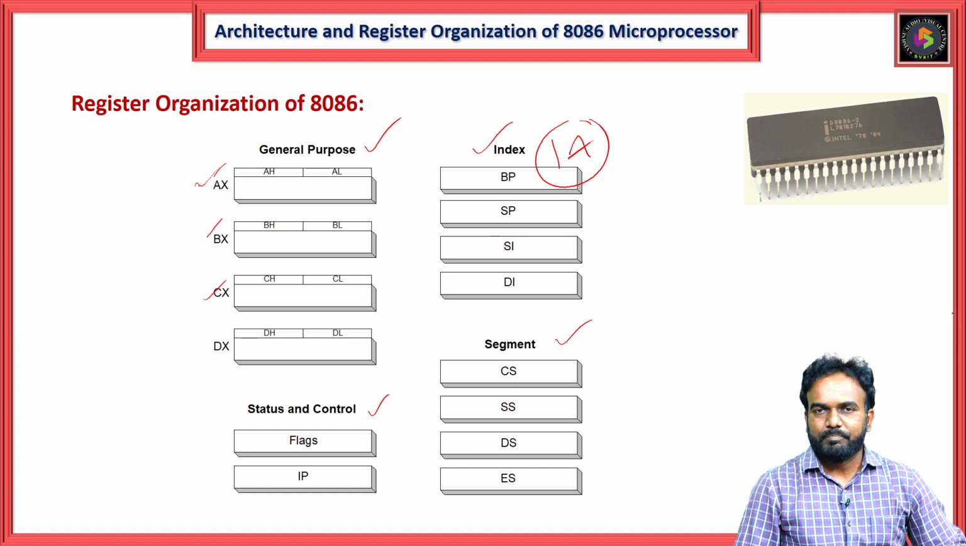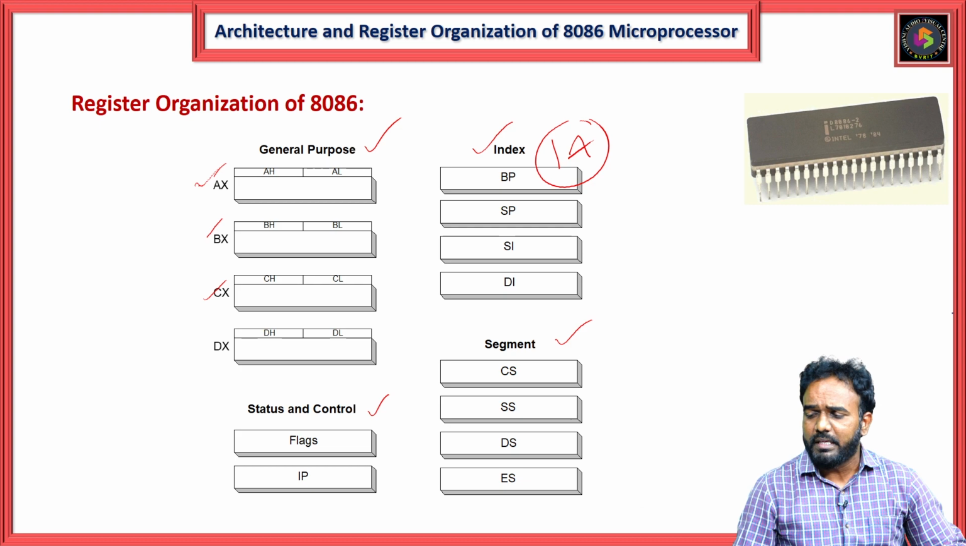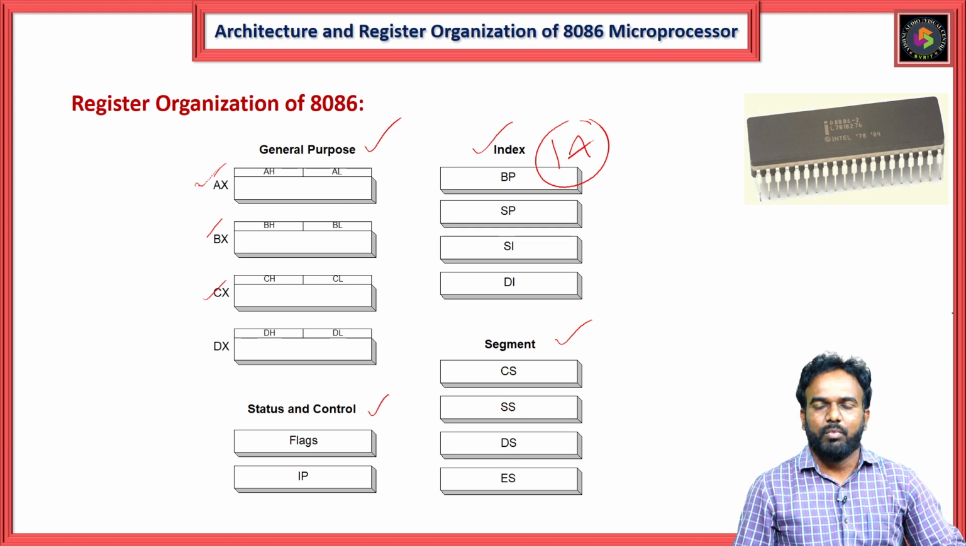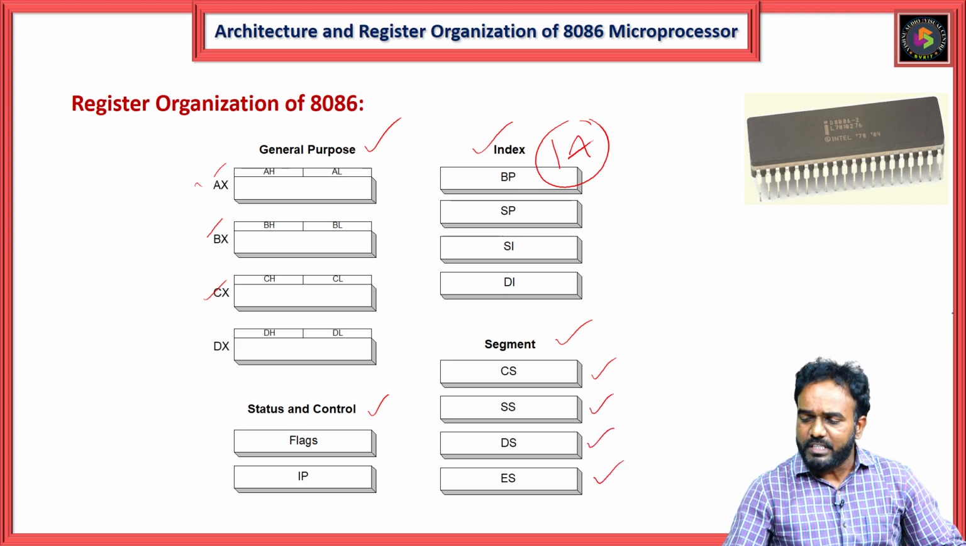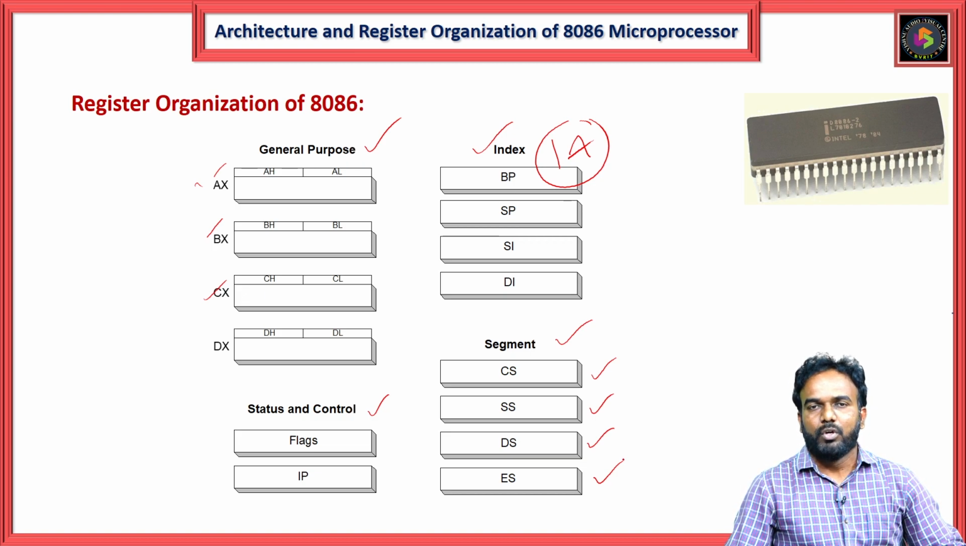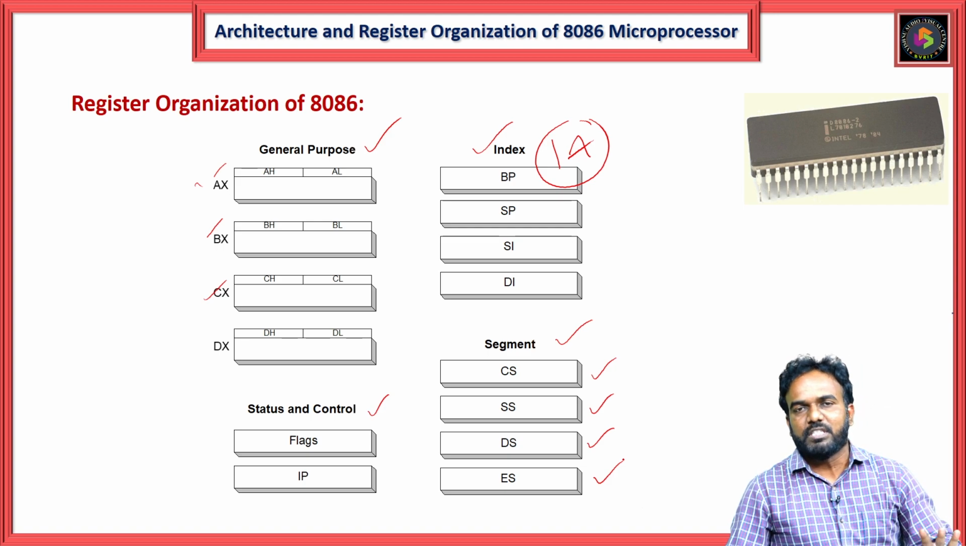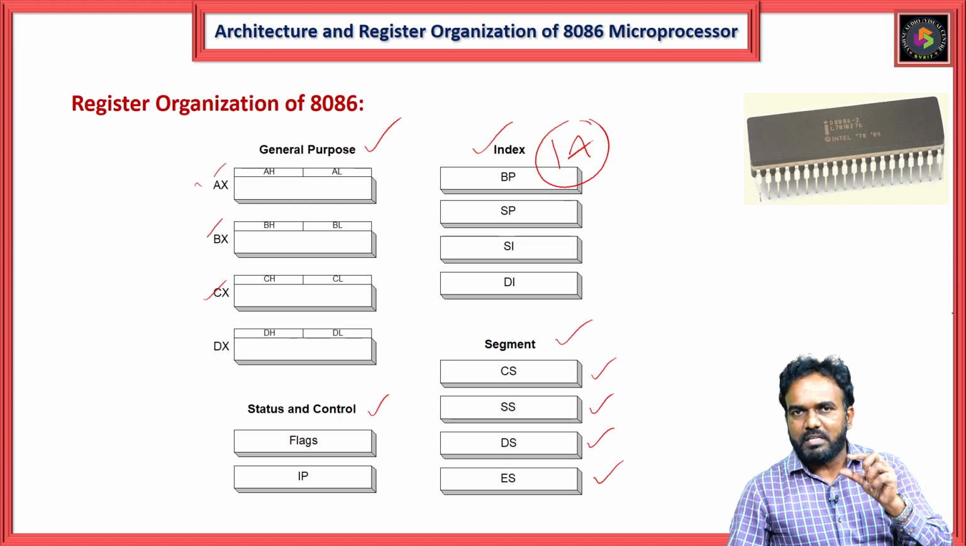Along with that, there are also some segment registers available. That means CS is the code segment, SS the stack segment, DS the data segment, and ES the extra segment. These segment registers are used to store the base address or starting address of each segment. Totally, we have 16 logical segments. You can divide the total 1 MB memory space, and each segment has a size of 64 KB. Each segment has a starting address and an ending address.